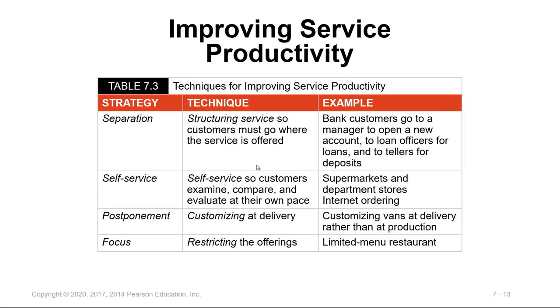We can also improve service productivity through postponement, such as customizing vans at delivery, or by focus, restricting offerings or limiting your business to offer a certain service, like In-N-Out, a restaurant in California which offers only beef burgers with fries, no chicken, no fish, no ham, nothing, just beef burgers, and you have two choices, either a cheeseburger or a regular burger and nothing else. So that's a short menu, and that provides you a focus on the product that you are dealing with.